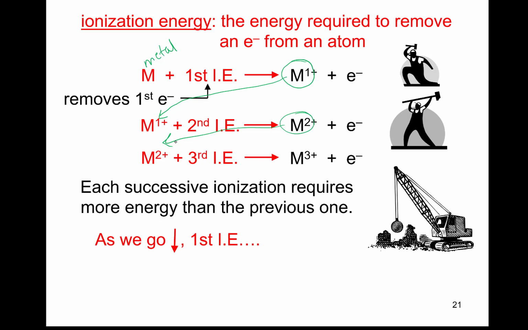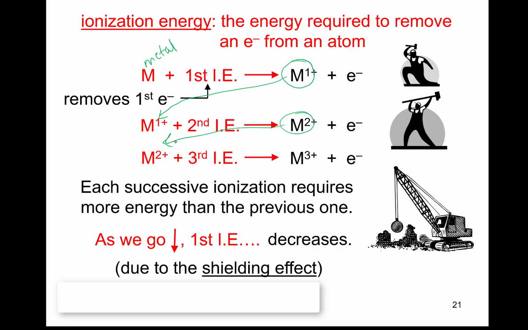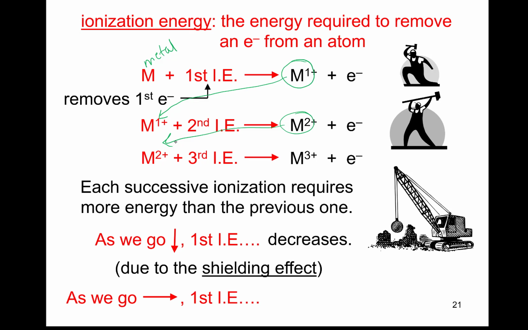So as you go down a group in the table, the first ionization energy will decrease. That's due to the shielding effect. Remember that as you go down an energy level, you're going to have a higher energy level, and there's going to be more core electrons shielding the valence electrons from the positive nucleus. So the more shielding there is, the less energy it takes for another atom to pull away that one valence electron.